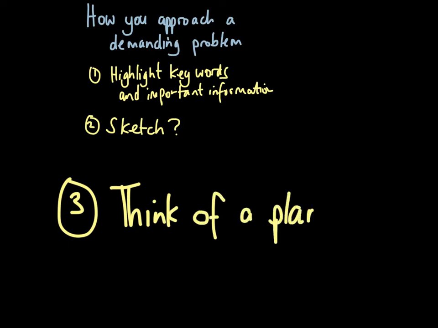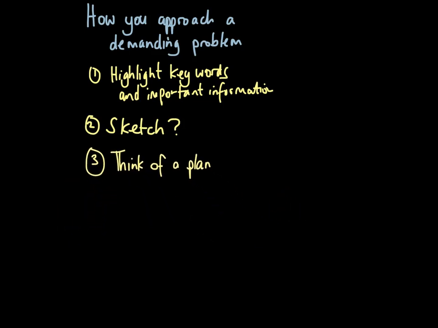Your third point is the crucial bit, which is to think of a plan. Maybe write it down as a list of steps like I did, because that slows you down, it makes you think, and it makes you think of a strategy to solve the question.